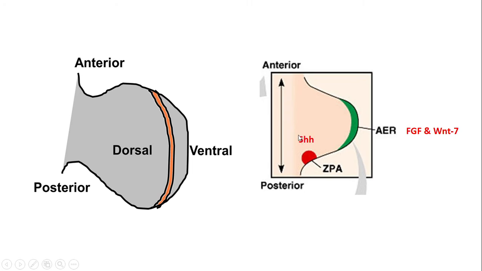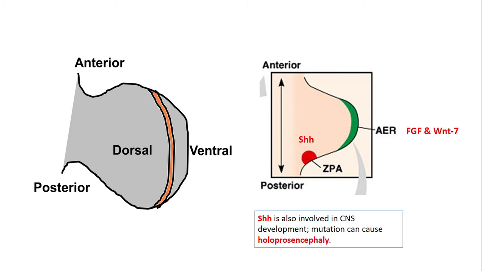And also the sonic hedgehog is involved in the central nervous system development, and any mutation in it will result in holoprosencephaly, where the midline structures will be partially or completely fused.